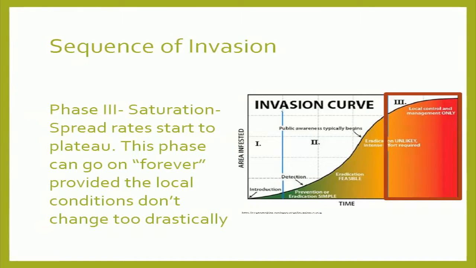Phase 3, called saturation, is a phase no one wants to see. At this point, the rate of spread starts to level off because the maximum amount of possible area to invade has been reached. At this rate, eradication is rarely an option. Control and management at a local level is the only option.